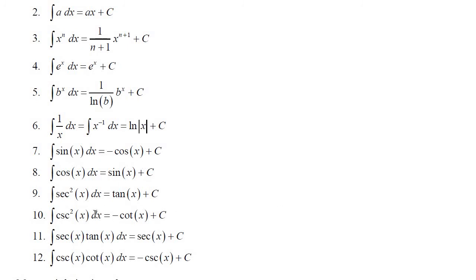And the same thing all the way down this list. Since the derivative of the cotangent of x is negative cosecant squared, the antiderivative of cosecant squared is going to be negative cotangent. Since the derivative of secant is secant times tangent, the antiderivative of secant times tangent gives me secant plus a constant. And then the last function on this list is cosecant. Since the derivative of cosecant is negative cosecant cotangent, the antiderivative of cosecant cotangent gives you a negative cosecant.